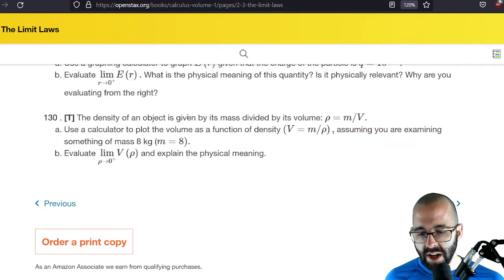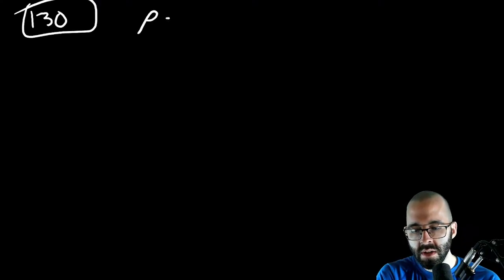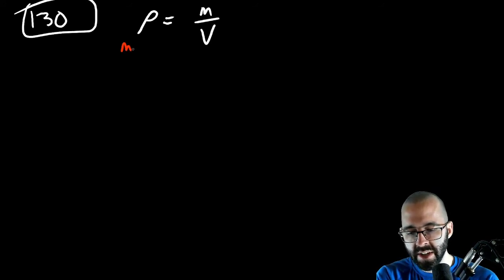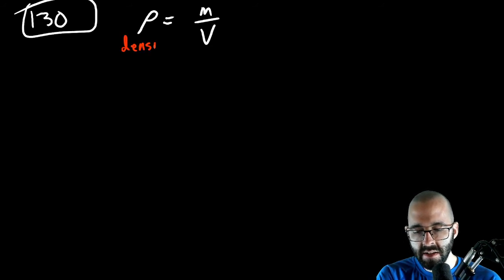The density of an object is given by its mass divided by its volume. The Greek letter rho is equal to m divided by v. Again, this is density. It's a Greek letter rho. And this is mass. And this is volume.